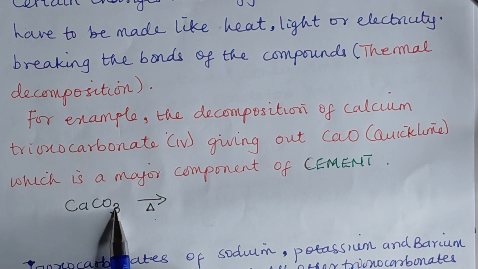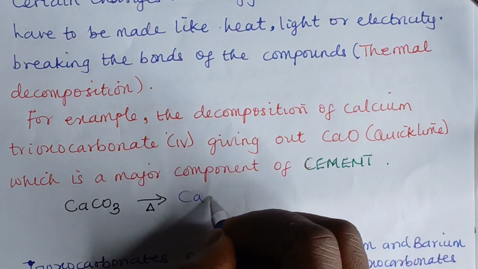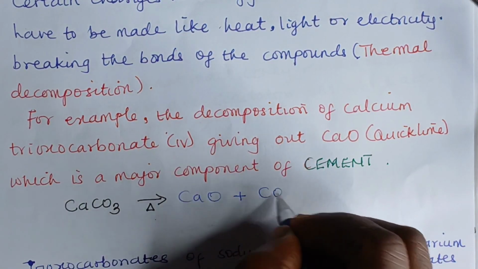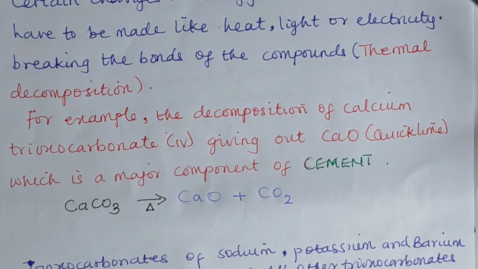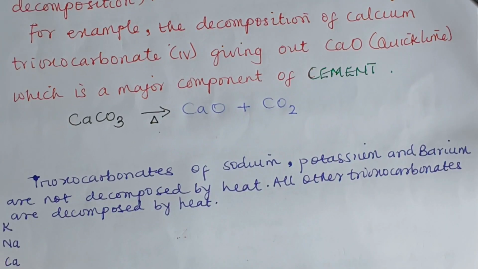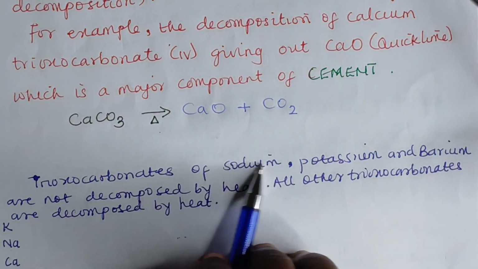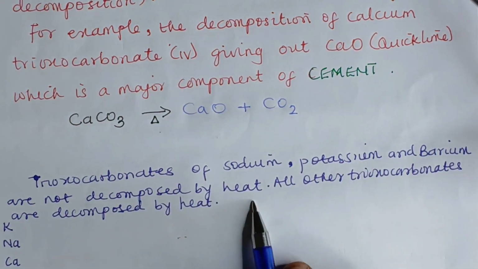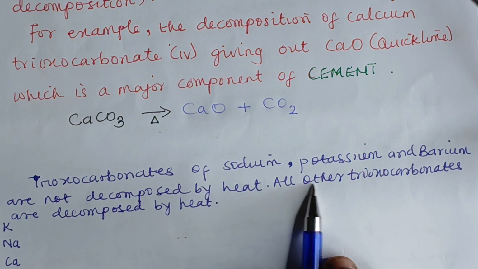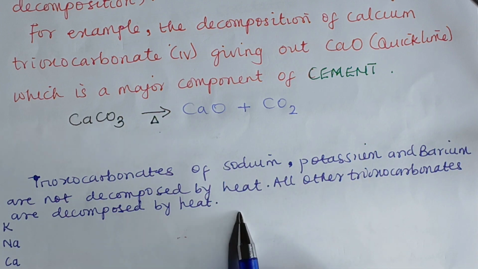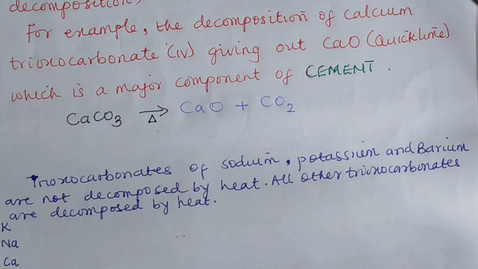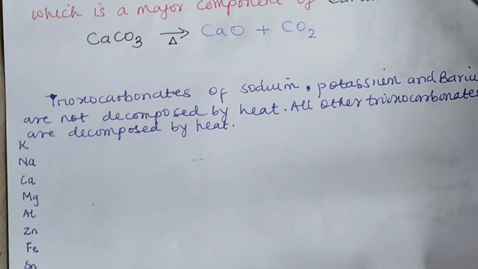When heating calcium trioxocarbonate(IV), which is called limestone, it breaks down to give you calcium oxide and carbon(IV) oxide. We also have, as you can see here, the trioxocarbonates of sodium, potassium, and barium are not decomposed by heat. All other trioxocarbonates are decomposed by heat. And the same is also applicable to trioxonitrates.